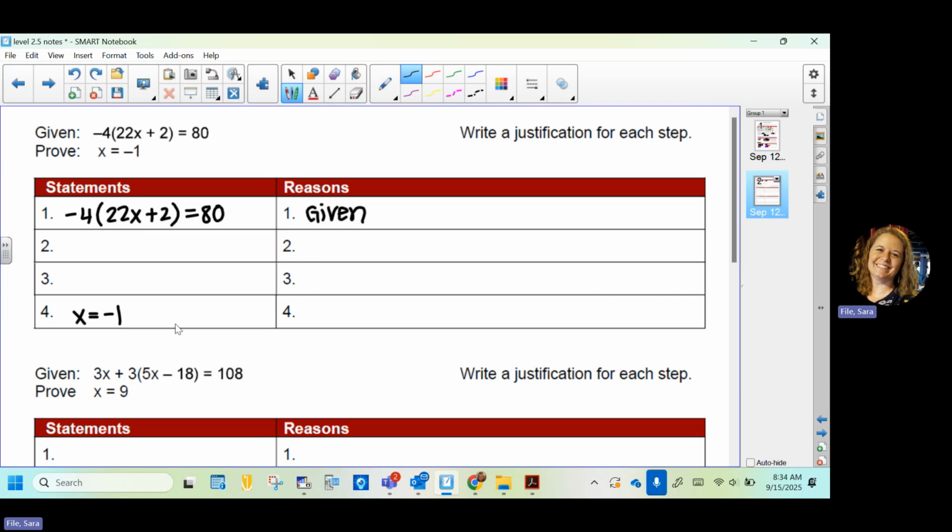So what is the first thing I would do here? This one is a little different than the last one because there's these parentheses. So what should I do? Now, what am I going to multiply? The -4. I'm going to send that -4 in to be multiplied by just the 22x? And both. And the 2, yeah. So what is this called? Distribution. So my first step is distribution.